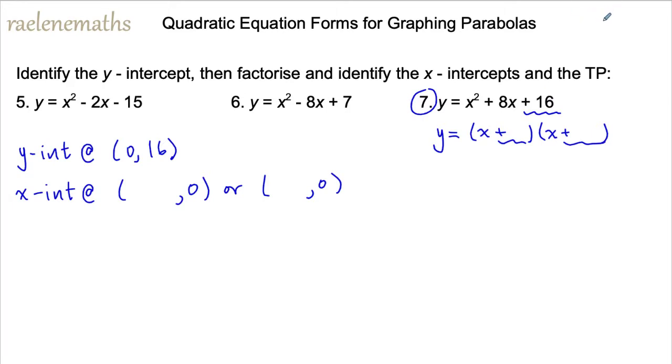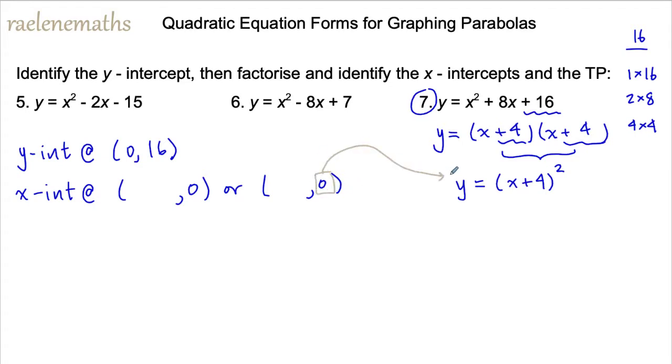Now we have several factors for 16. We have 1 times 16, 2 times 8, and 4 times 4. And it turns out that the pair of factors we need here are 4 and 4. We can write x plus 4 multiplied by itself as (x plus 4) squared. And we will see that there is something special or different about this parabola because we can square the factor.